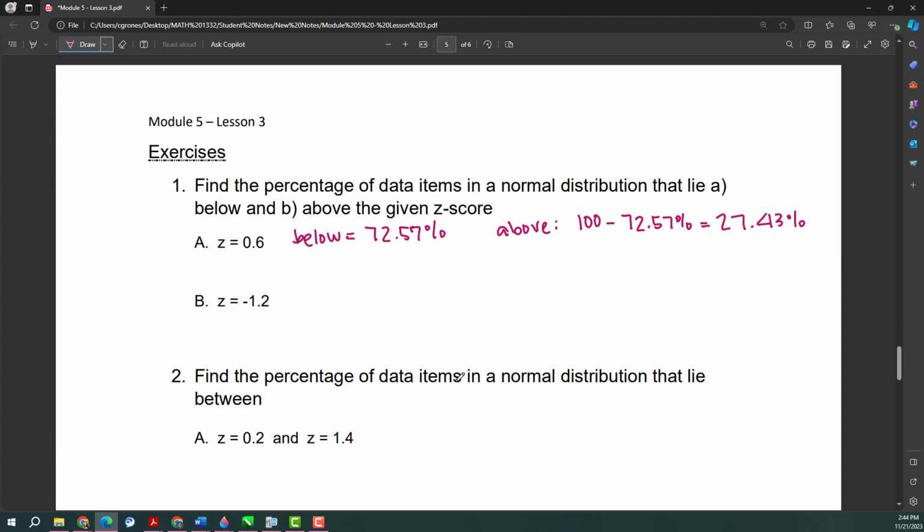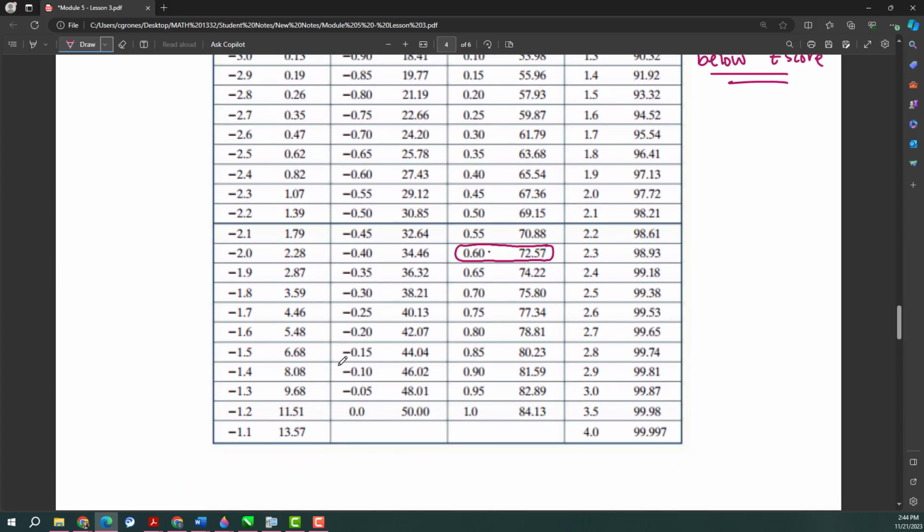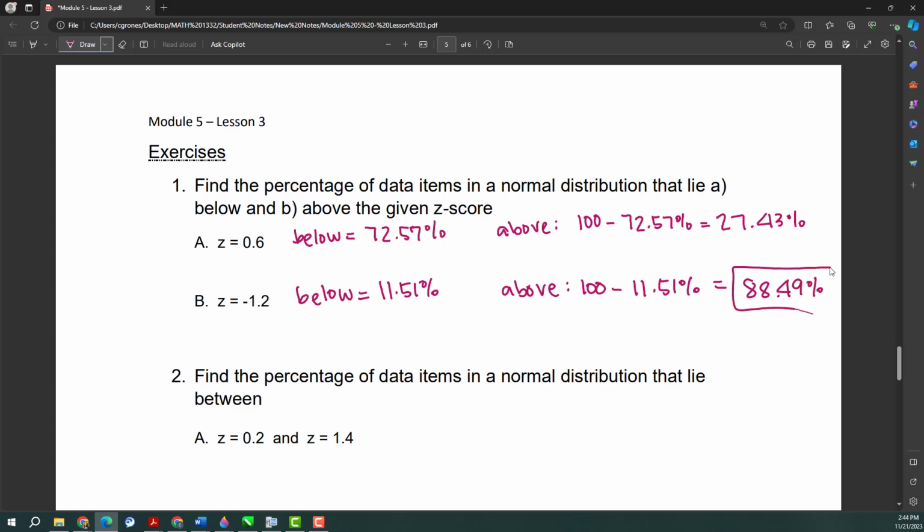Okay, on B we have that z equals negative 1.2. So we're going to go to negative 1.2, and we get that our percent is 11.51%. So that would be what lies below, 11.51%. And then for above, we would subtract 100 minus 11.51%, and we get 88.49%. Let me box these answers in.